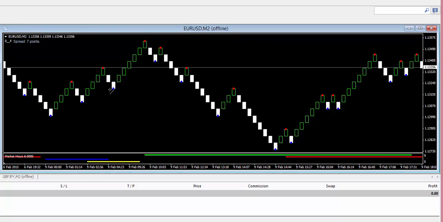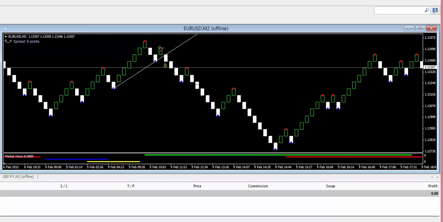Our first entry would have been this breakdown here on the EUR/USD. This would have been our first breakdown that occurred early in the AM, I'd say around 3 or 4 this morning. And that was a beautiful break. It yielded a lot of profits there very quickly.